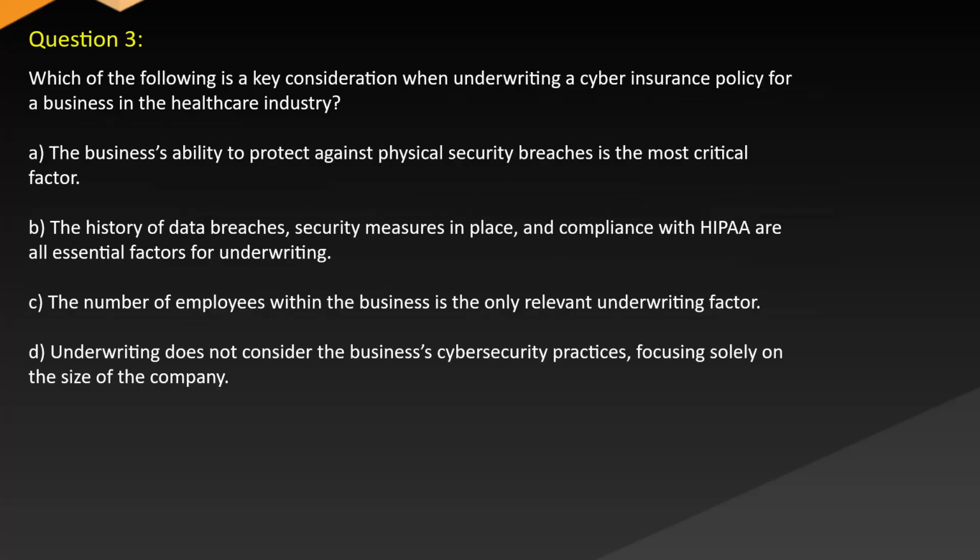Question 3. Which of the following is a key consideration when underwriting a cyber insurance policy for a business in the healthcare industry? A. The business's ability to protect against physical security breaches is the most critical factor. B. The history of data breaches, security measures in place, and compliance with HIPAA are all essential factors for underwriting. C. The number of employees within the business is the only relevant underwriting factor. D. Underwriting does not consider the business's cybersecurity practices, focusing solely on the size of the company.